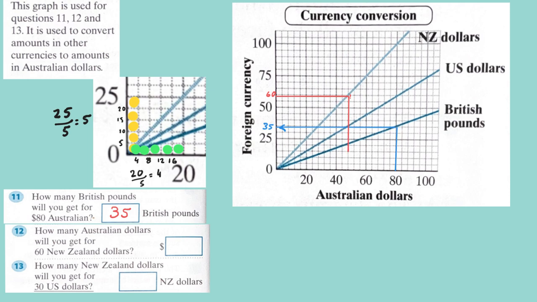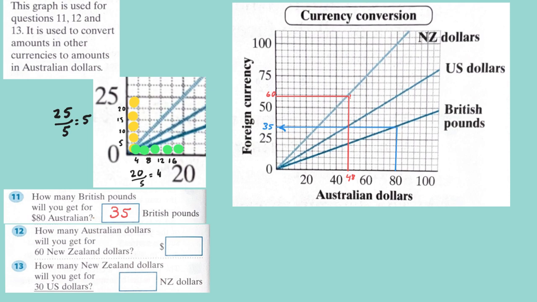As we draw a vertical line, we need to read off. But remember that we're reading a different scale. If this is 40, then this is going to be 44, and this point will be 48.